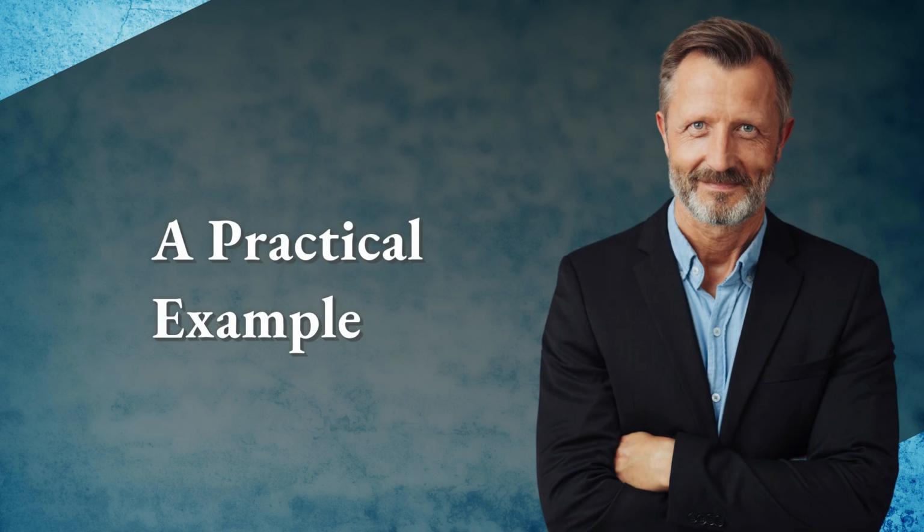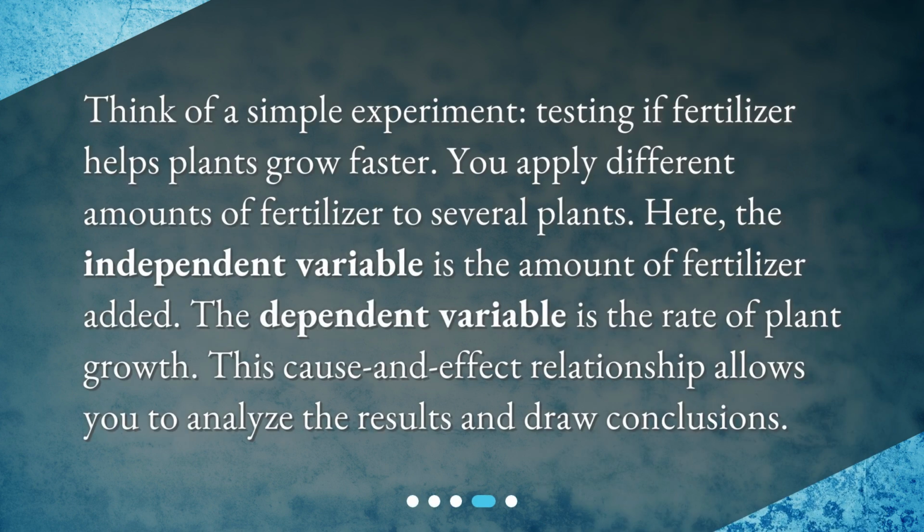A practical example. Think of a simple experiment, testing if fertilizer helps plants grow faster. You apply different amounts of fertilizer to several plants. Here, the independent variable is the amount of fertilizer added. The dependent variable is the rate of plant growth. This cause and effect relationship allows you to analyze the results and draw conclusions.